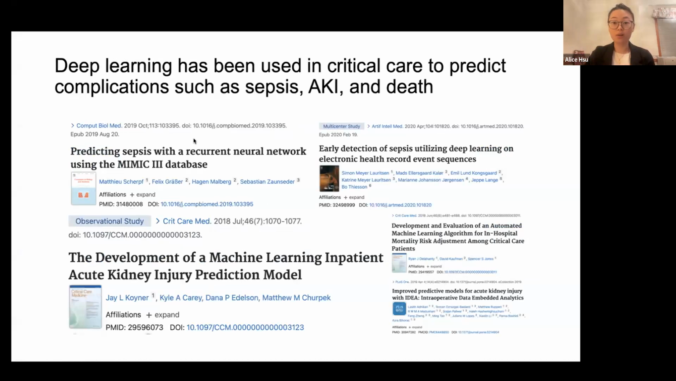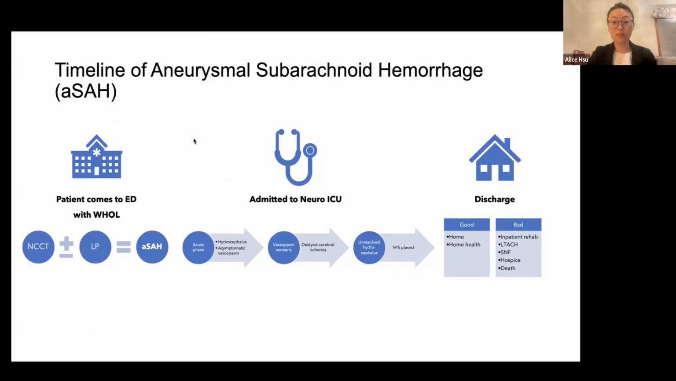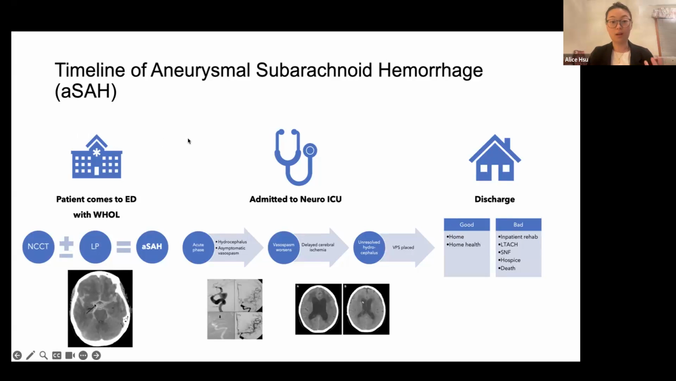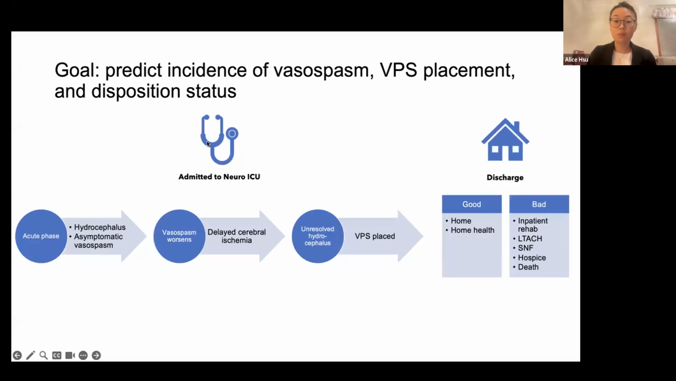And so for our model, we wanted to expand on that, particularly in the neurocritical care setting, and use more than just a single digit so that we had more information to work off of to train our model on. So this, as we all know as neurosurgeons, is the timeline of the aneurysmal subarachnoid hemorrhage. The first 24 hours are really critical to their care. When the patient first presents to the ED with the worst headache of their life, they get their workup, they're admitted to the neuro ICU, and then they're monitored very intensely before ultimately they have some kind of discharge status, whether it's going home, going to a SNF, or a lot of patients actually end up dying or on hospice.